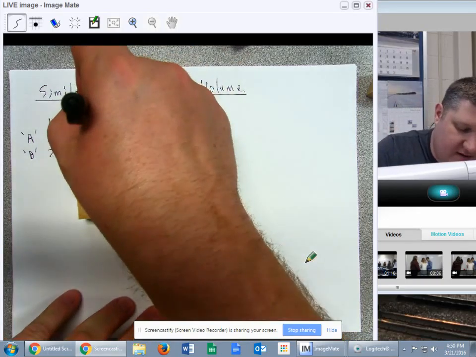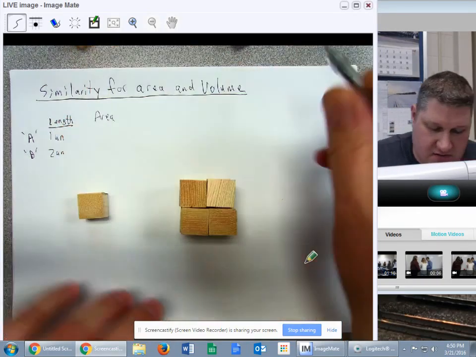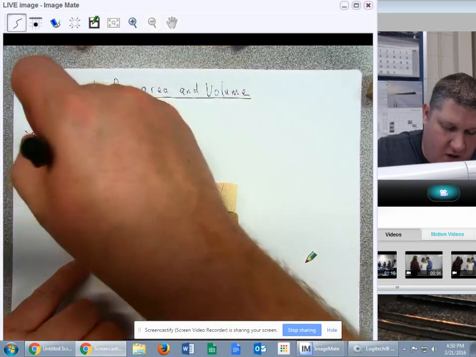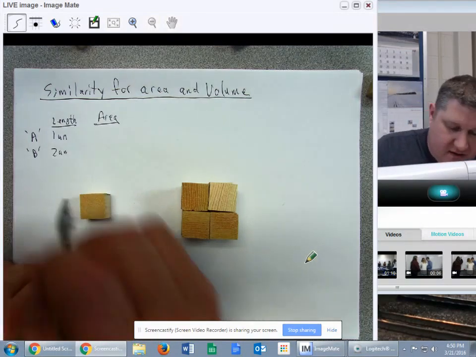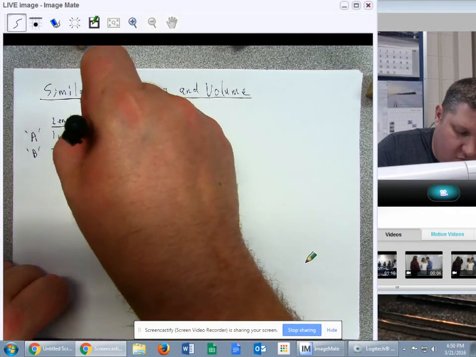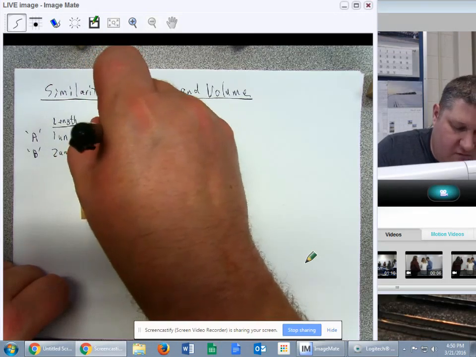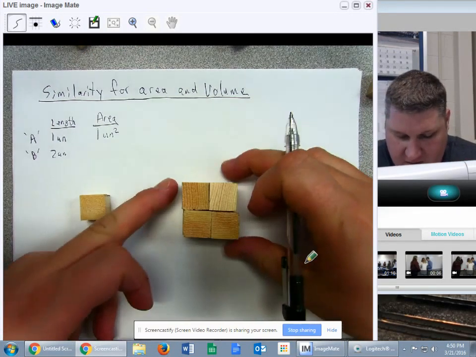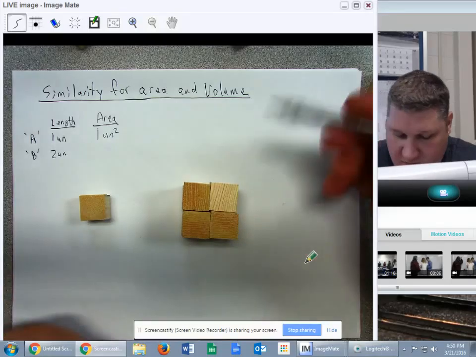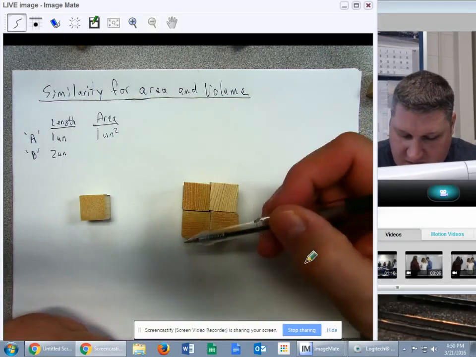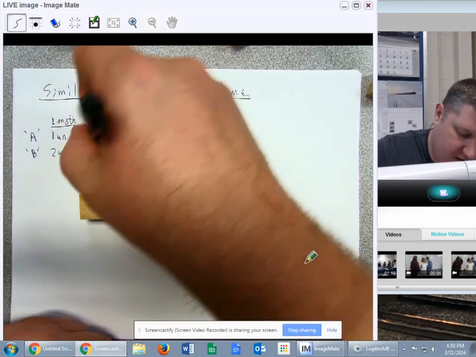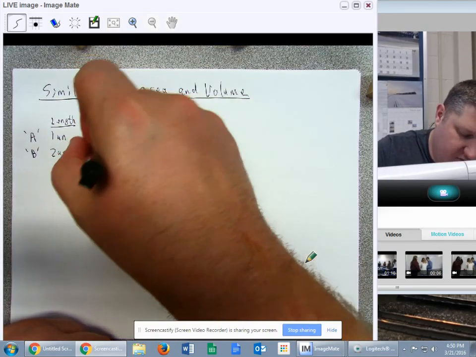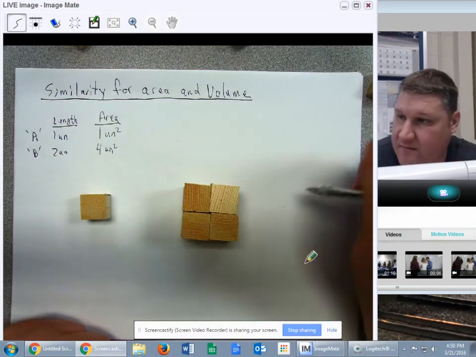Now, let's talk about area. The length of 1 gives an area of 1 times 1, and so the area is 1 unit squared for part A. But for component B, we have 2 by 2, and it's very clear to see we have 1, 2, 3, 4 for its area. So we end up with 4 units squared.